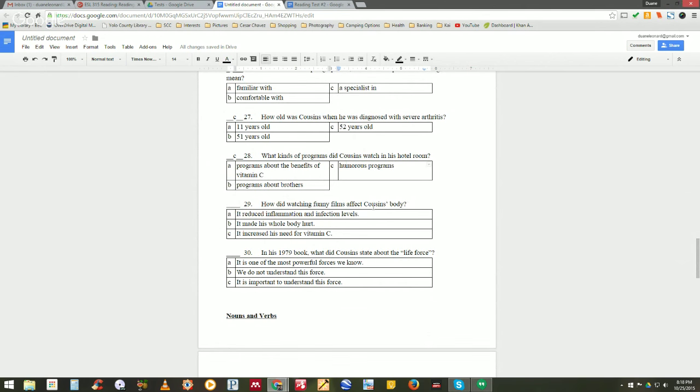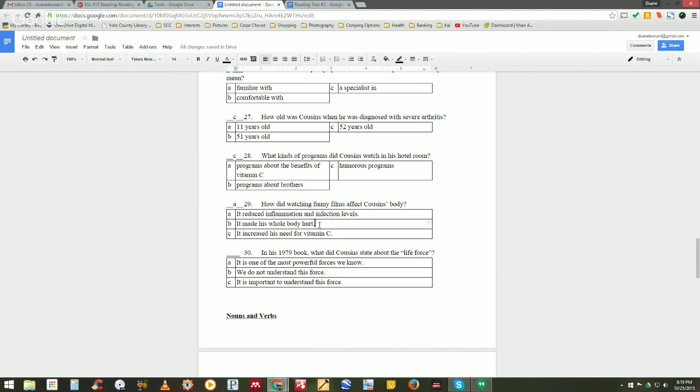How did watching funny films affect Cousin's body? A, it reduced inflammation. Laughing made his body hurt. He took extra vitamin C. He didn't require it, but it was good for his body. So he took this. Laughing one night made his body hurt, but watching funny films overall, it was A. It reduced inflammation and infection levels.